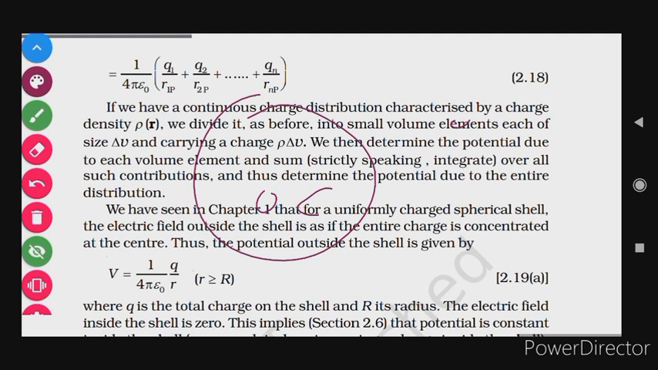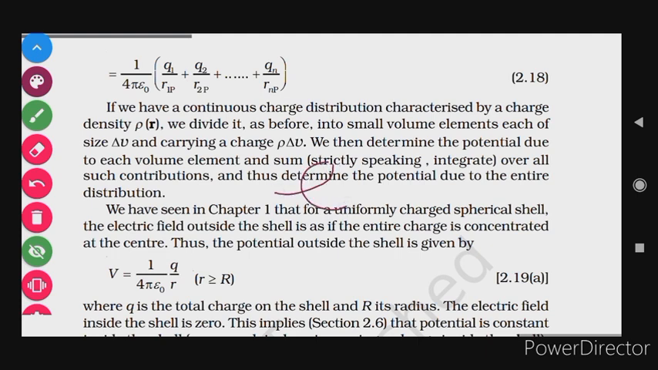Okay, we can take it as a point. If we take this volume very small, we can treat it as a point charge, and for a point charge we can find the potential. The charge of that small volume will be what?